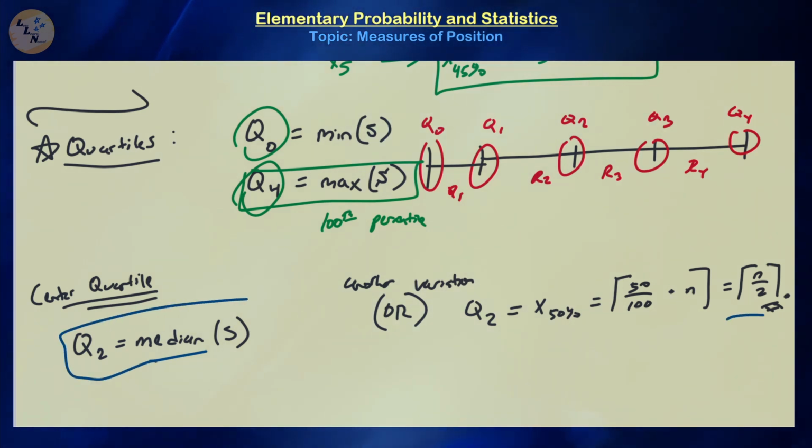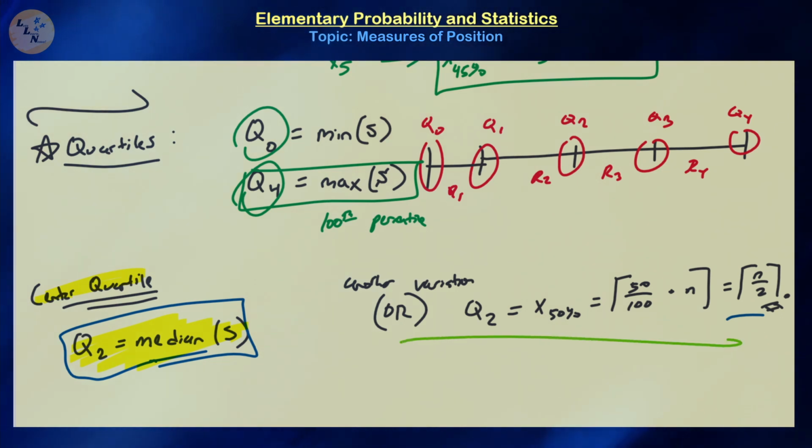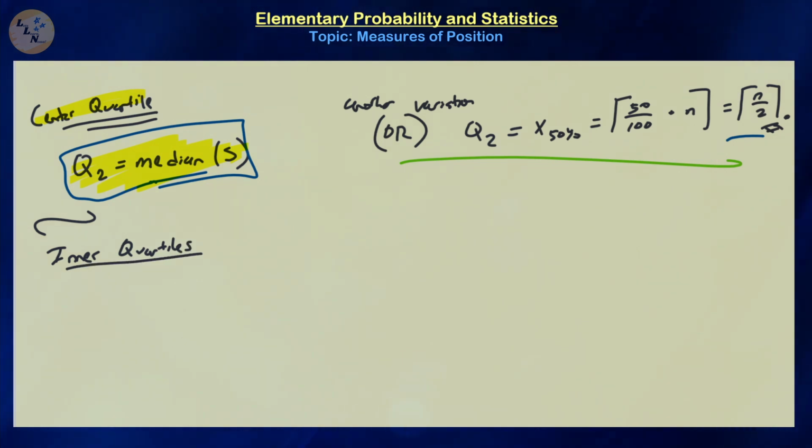But most of the time in literature and textbooks, we usually use Q2 to be equal to the center quartile. But there are some variations that may prove more useful or more practical for your particular study, so you should always be aware of some alternatives that you could use. So that's the center quartile. So what about Q1 and Q3? Those are what we usually call the inner quartiles. So the inner quartiles, Q1 and Q3.